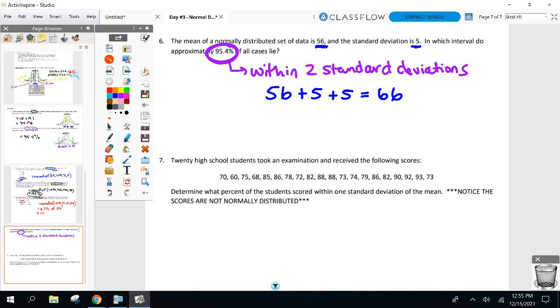And then how about at 2 below? 56. What do I have to do now? Taking it slow. -5, -5. Okay, so there's your interval: 46 to 66 will be 95.4%. I'm not going to ask another percent either. It's either going to be 95.4 or 68.2. I'm not going to pull that on you.